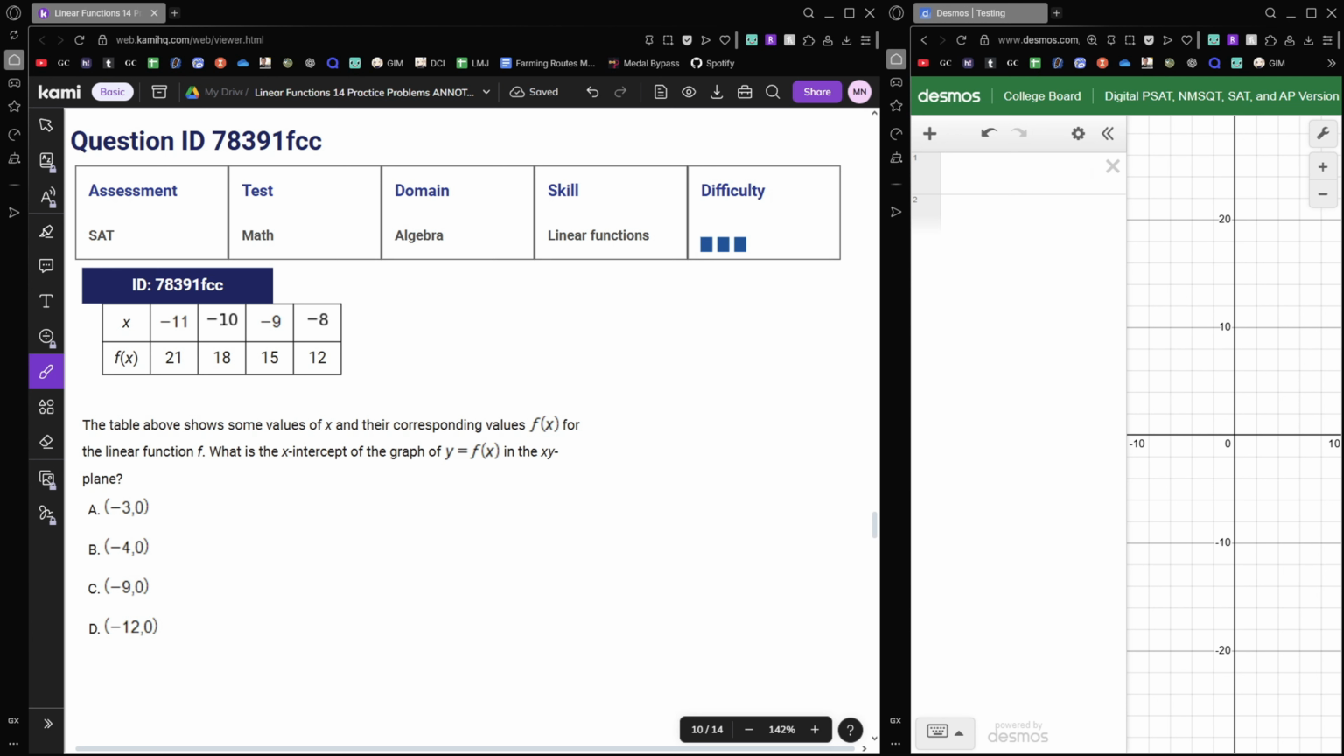Question number 10. The table above shows some values of x and their corresponding values f of x for the linear function f. What is the x-intercept of the graph of y equals f of x in the xy plane?